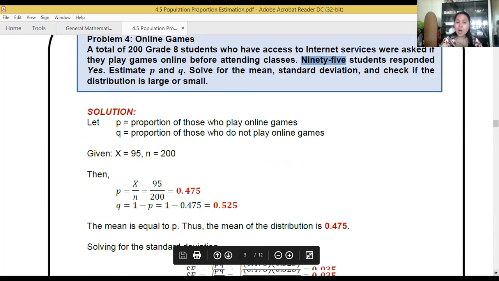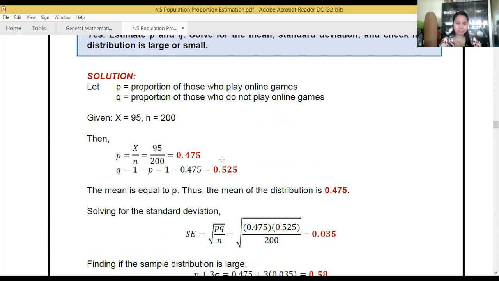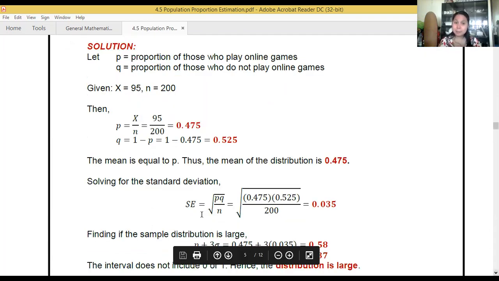Now remember, our mean is equal to P. So our mean is also 0.475. Let's solve for the standard deviation. That is P times Q. So 0.475 times 0.525 all divided by 200. Then the quotient, you find its square root. The standard deviation is 0.035.